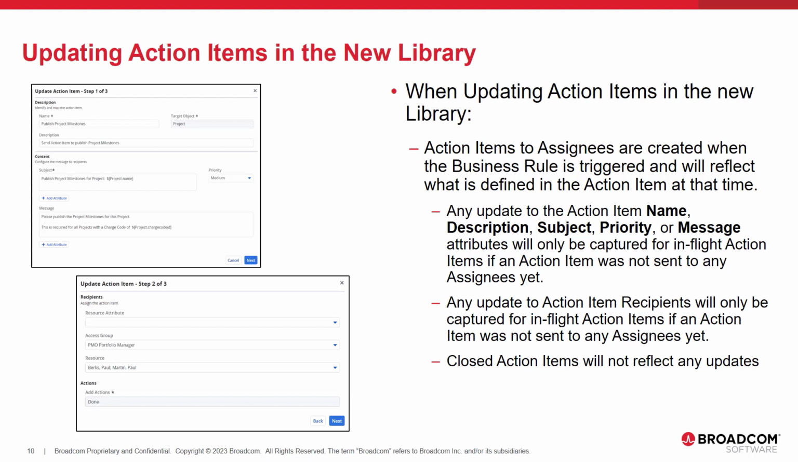And similarly, the same behavior will happen for action item recipients. So if you add a new recipient and you have in-flight action items, those new recipients will not receive any action items for anything that's in flight. But the next time that an action item is triggered and they're part of the recipient list, that is whenever they will receive the action items. And as you would expect, any closed action items aren't going to reflect any updates that you make.